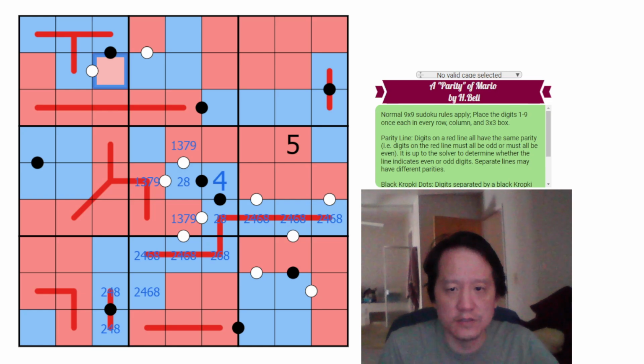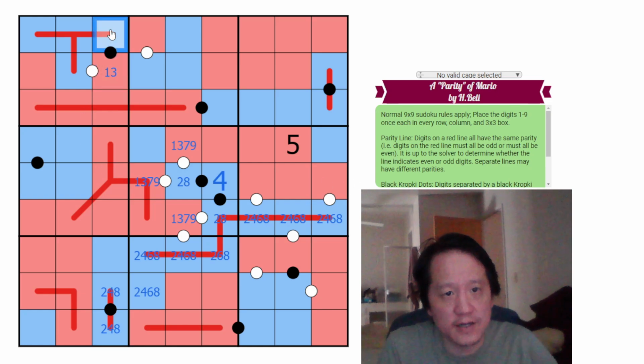So this is 1 or 3, and this has to be 2 or 6. We don't know which. This is consecutive. If this is 1, this is 2, but this would have to be 2, so this cannot be 1. This has to be 3 and 6. So this is 2 and 4, and we have 2, 4, 8. So this is 2 or 4.